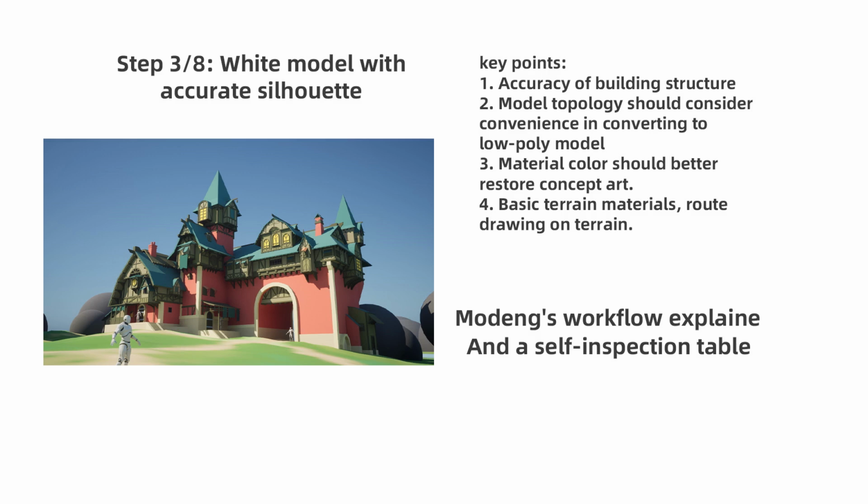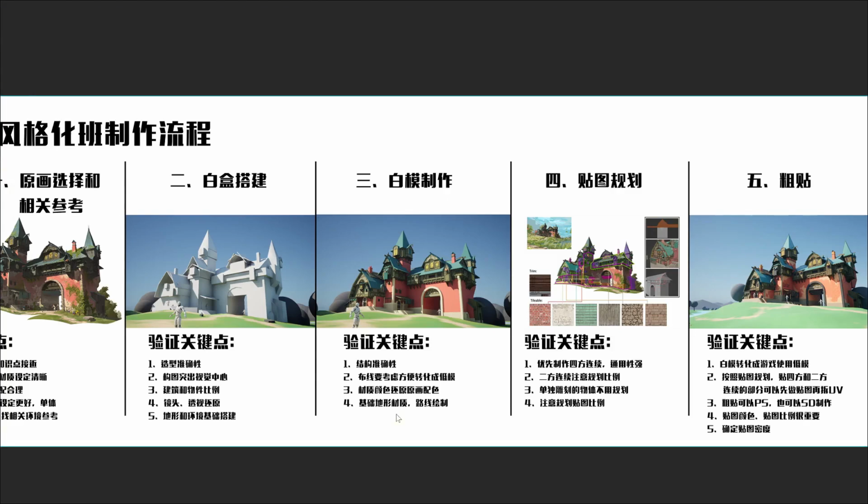The fourth key point: basic terrain materials and route drawing. This adds basic materials. The terrain material defines the road.